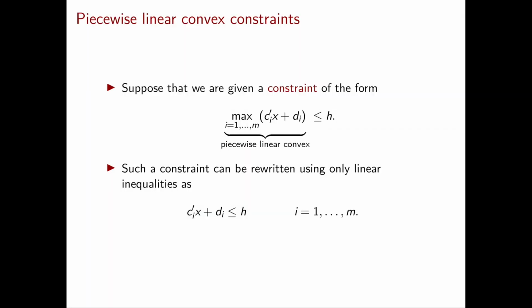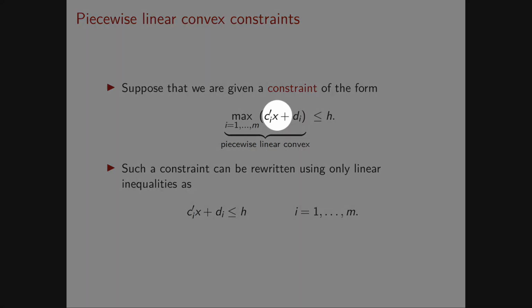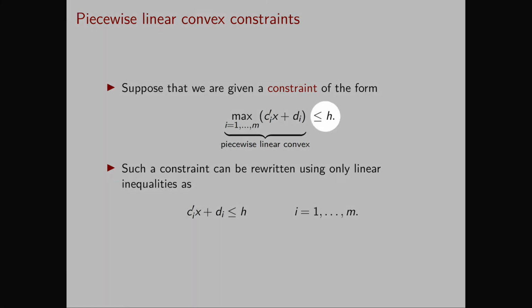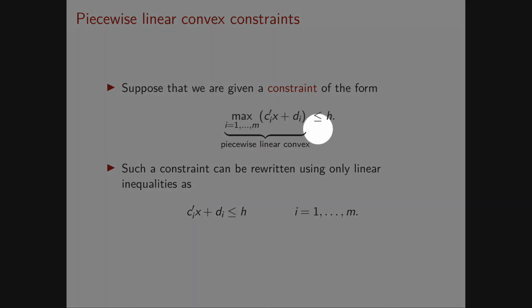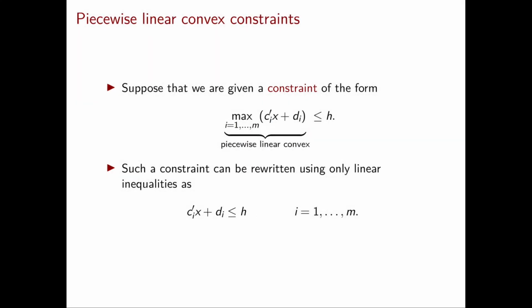In fact, it is easy to check that the maximum of a number of functions is less than or equal to h if and only if each function is, in fact, less than or equal to h. Therefore, instead of writing this piecewise linear convex function, we can write all the m linear inequalities c_i x plus d_i less than or equal to h.